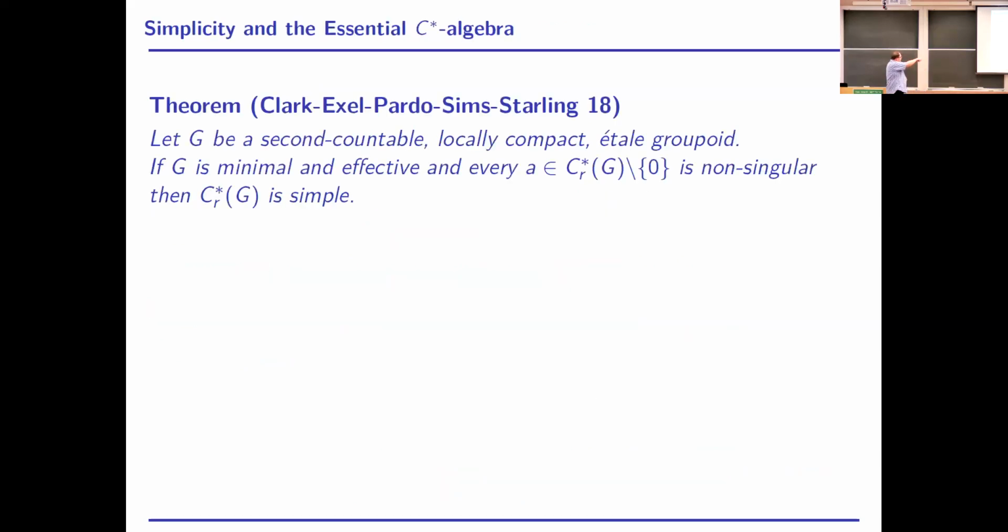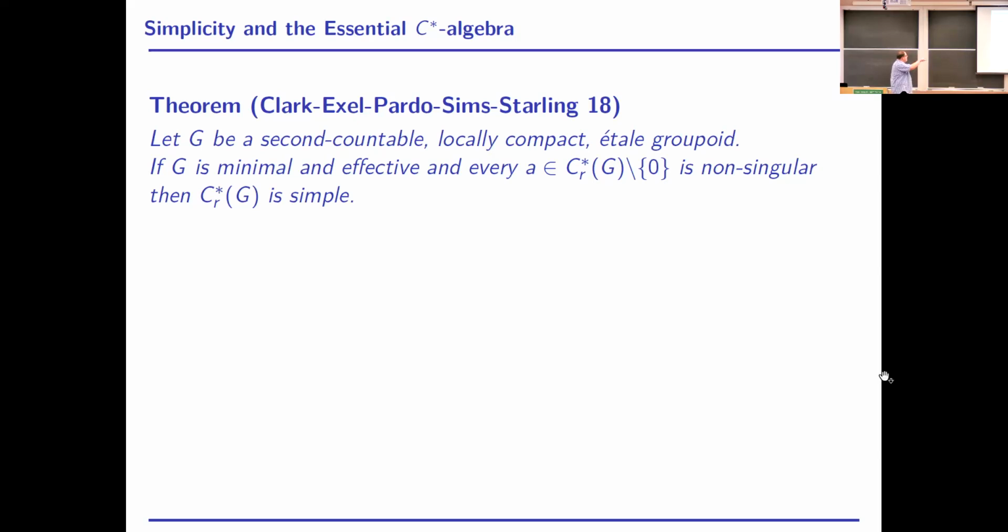So this observation led to Clark, Exel, Pardo, Sims, and Starling proving this first result. Let G be a second countable, locally compact Hausdorff groupoid. If G is minimal and effective. So I've preserved the terms for each result.